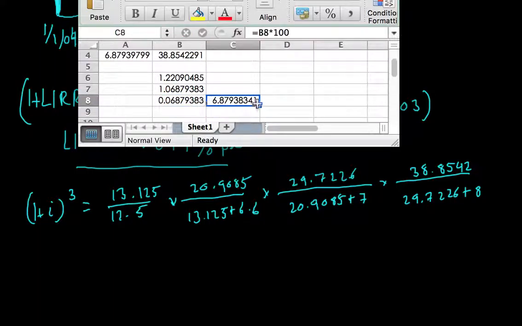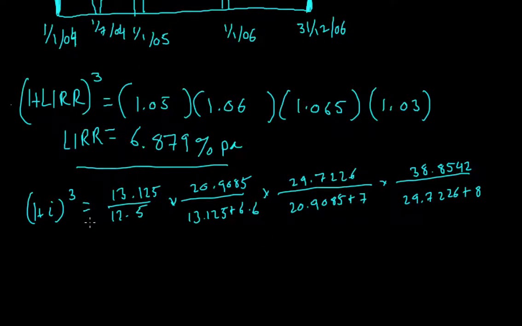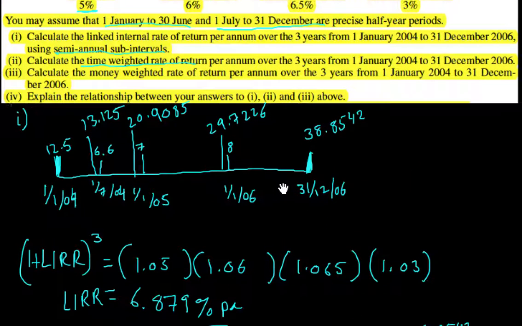There we go, 6.879%. Okay, so here we have it, I is equal to 6.879% per annum. So something's going on over here. That's all good, and let's see what else it wants us to do.